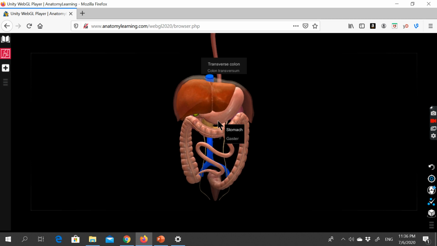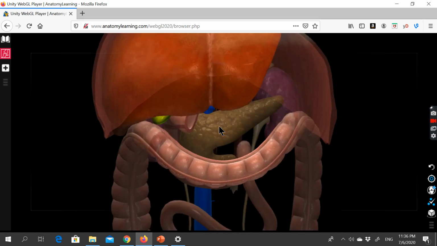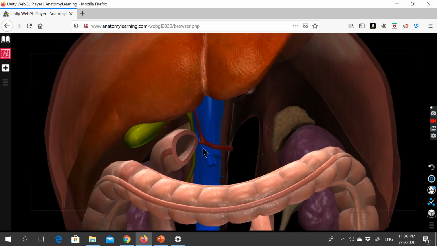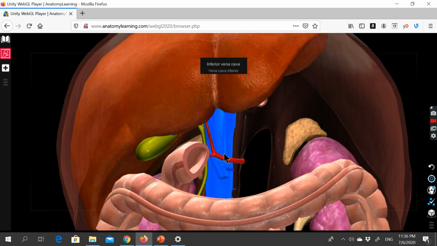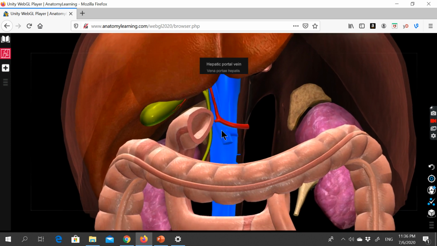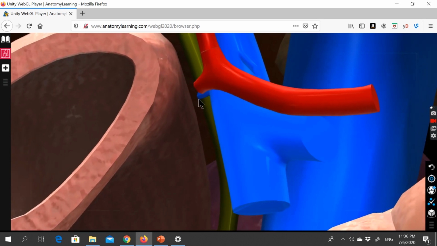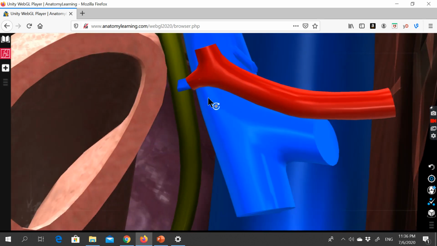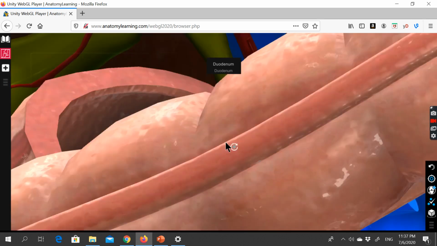So let's try to remove the stomach because it's really covering a lot of stuff there. Let's remove the pancreas. Okay, let's see here. So we have the inferior vena cava behind the hepatic portal vein. The hepatic portal vein is actually connected to, if you can see right here, it should be connected to this part right here, which is the small intestine.